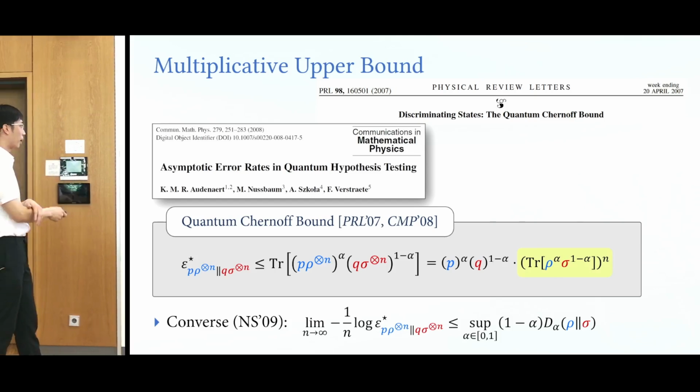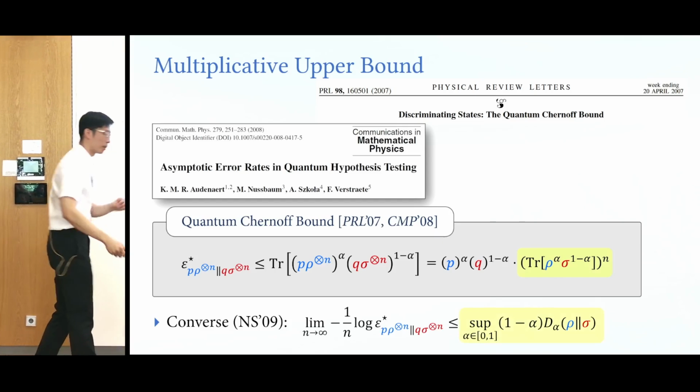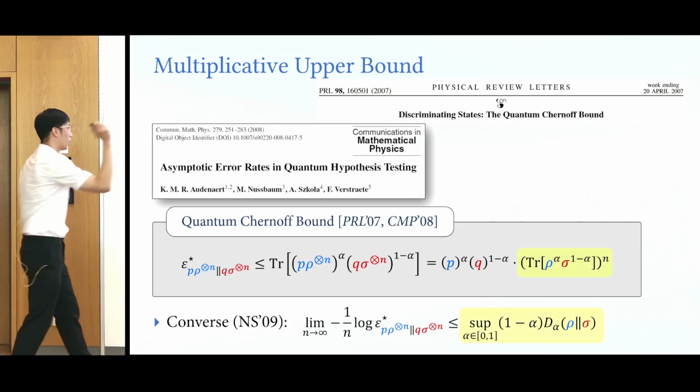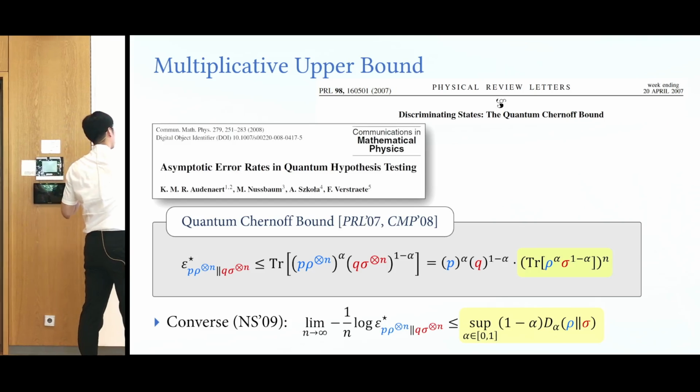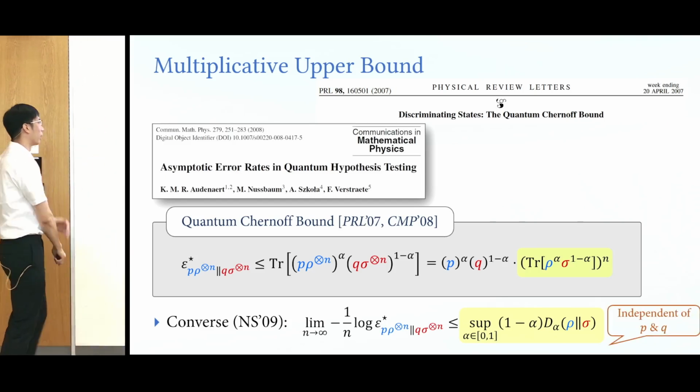One year later, Nussbaum and Szkoła showed that this exponential decay rate is optimal. One observation is that this exponent does not depend on P and Q, the prior probabilities. So that's what we learned from their result.